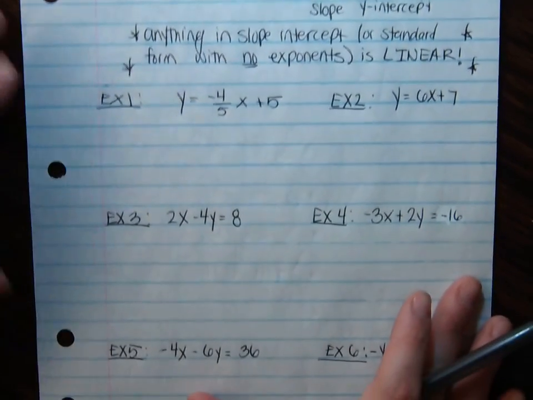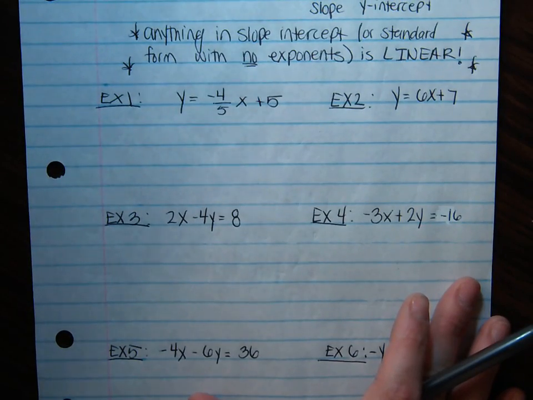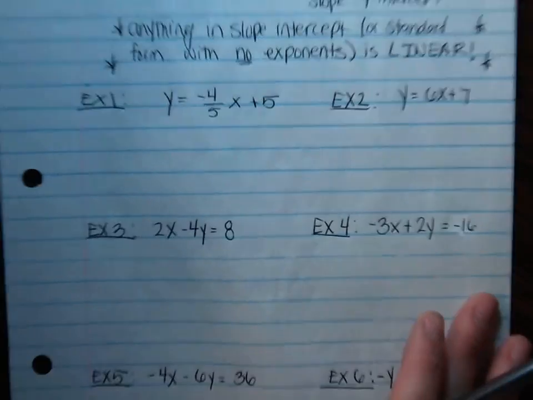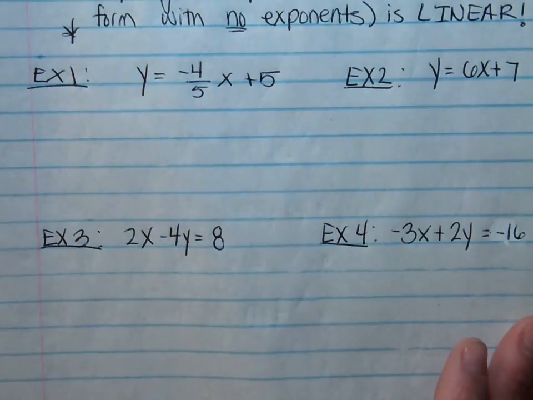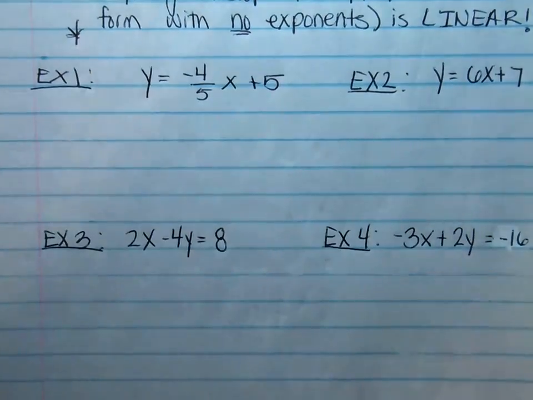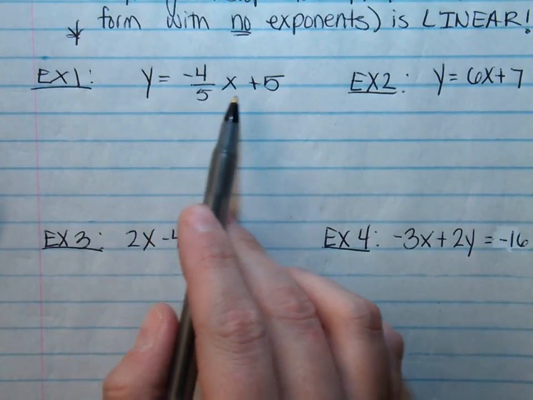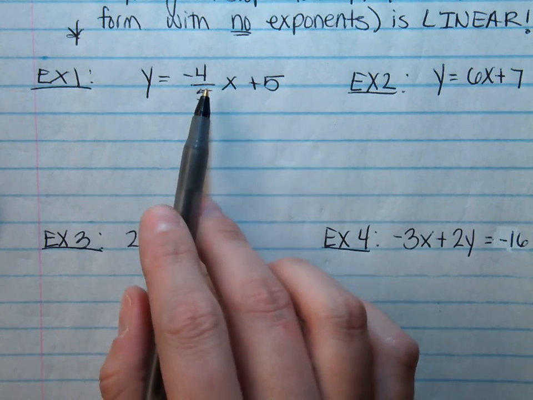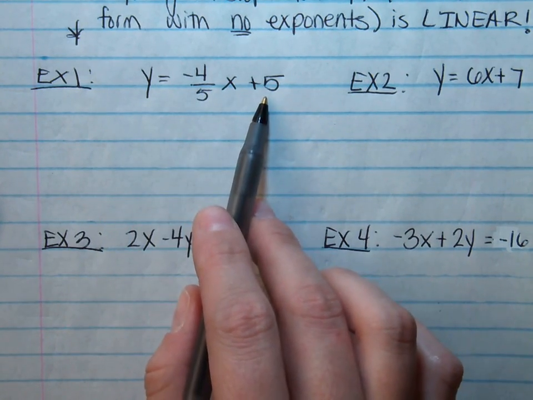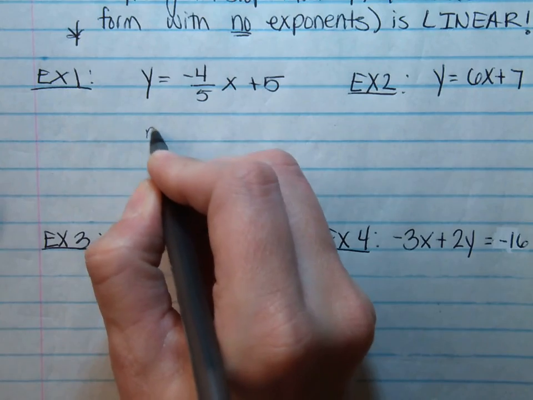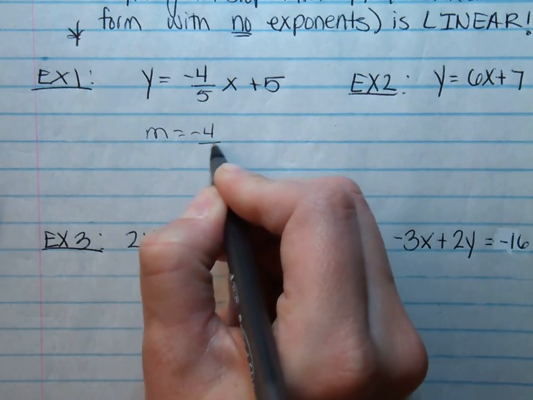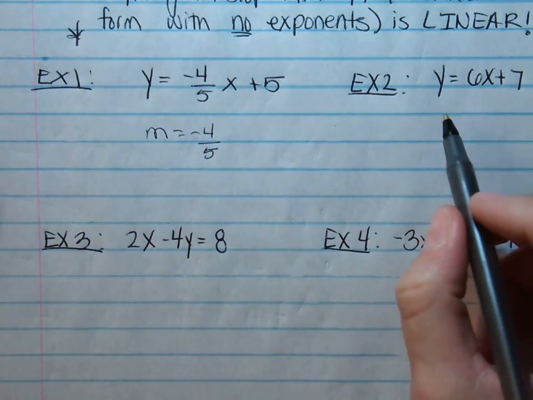So we're going to go through a couple of examples, and we just need to identify the number in front of x as long as it's in that y equals mx plus b form. So if we look at number 1, we have y equals negative 4x plus 5. Since it's already in slope-intercept form, we can say that my slope is negative 4.